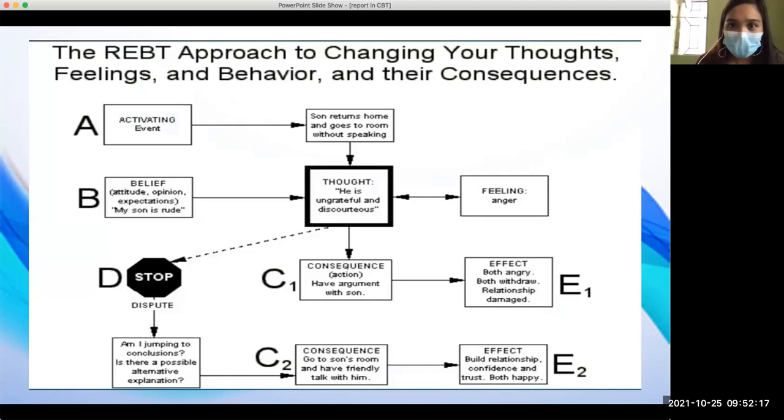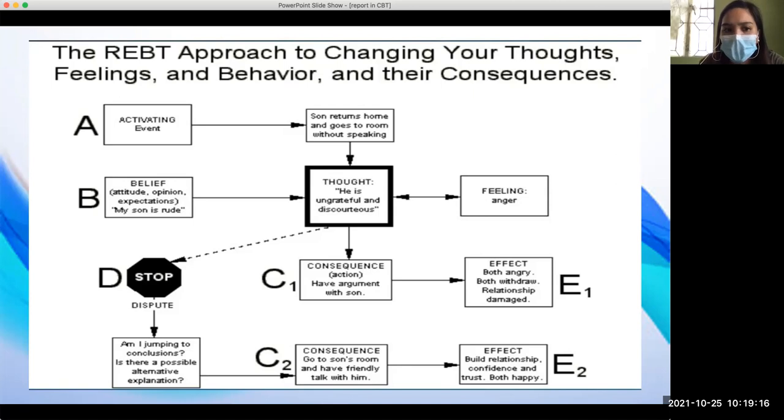So dito, activating event, yung example is your son returns home and goes to his room without speaking. Siyempre, yung belief ng parents niya, yung attitude and act, yung expectation nila, yung son nila is rude. So yung thoughts is that he is ungrateful and discourteous. So may feeling of anger na. So yung result nito sa consequence, have an argument with son. And yung effect nito is pwede both angry, both with the relationship damaged.